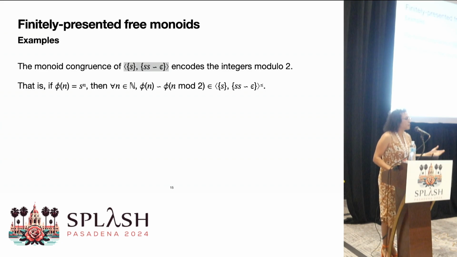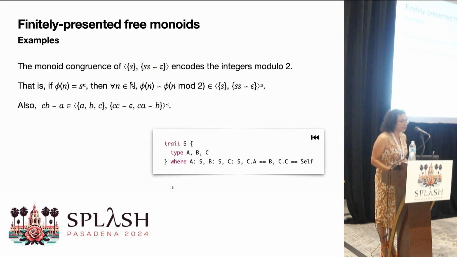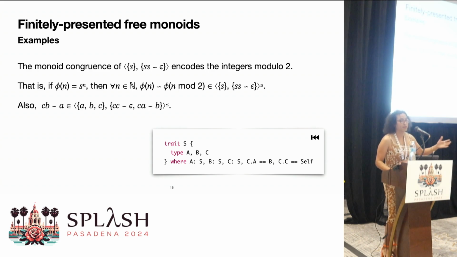But perhaps more interestingly, if we go back to the previous example, we can know that what we asked before, so T, C, B, and TA, are in the monoid congruence of this finitely presented free monoid. But I will come back to why we can make the equivalence here between the trait and the finitely presented free monoid.